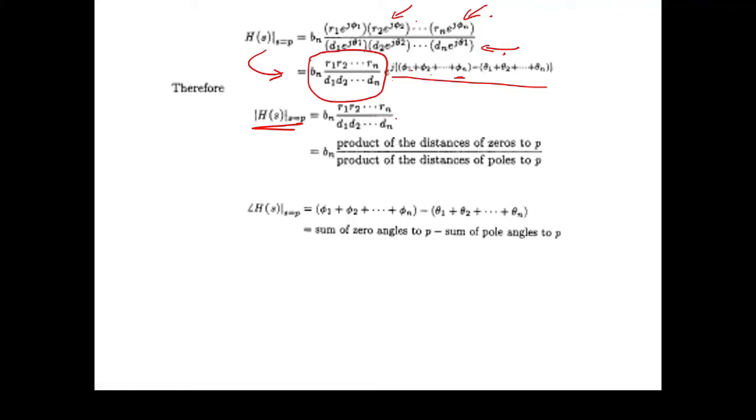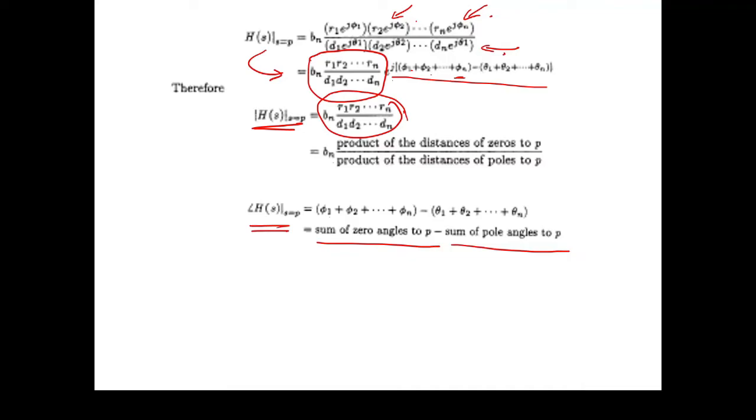Okay, so this is the modulus. So what is that? Bn multiplied by the product of the distances of zeros to p divided by the product of the distances of poles to p. Okay, what would be the phase? The phase would be phi 1 plus phi 2 up to phi n minus theta 1 plus theta 2 up to theta n. So that is the sum of zero angles to p minus the sum of pole angles to p. Okay.